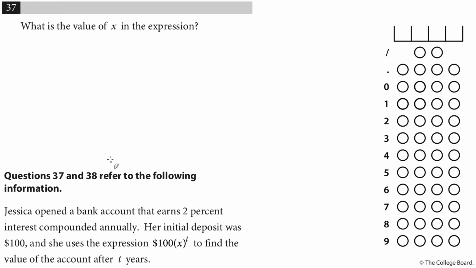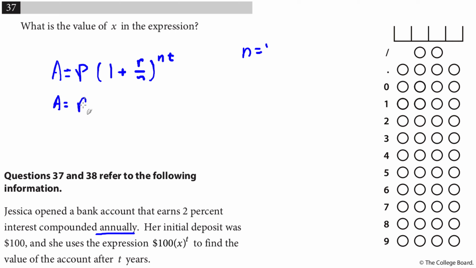The way to do this, now you should know for this, is basically A equals P times 1 plus r over n to the nt. So this is your compound interest formula. Now, we don't have different compounding, so this n value, since it says compound annually, n will equal 1. And so I have A equals P times 1 plus r over 1, which is just r. 1 times t is just t.